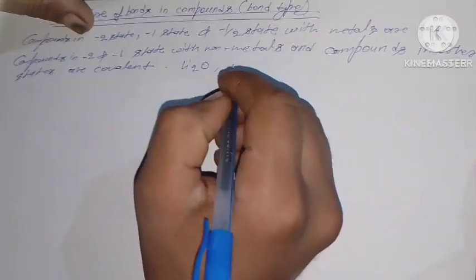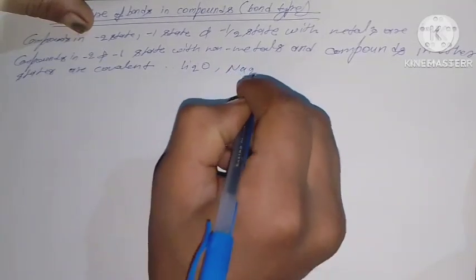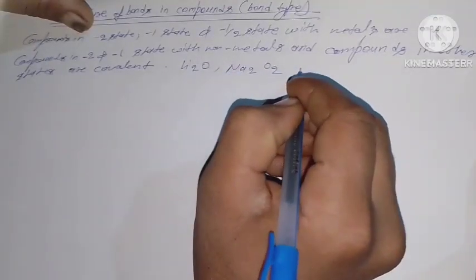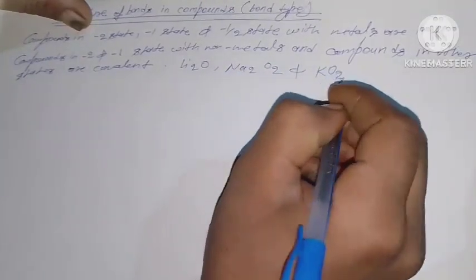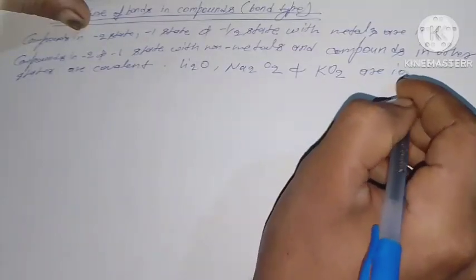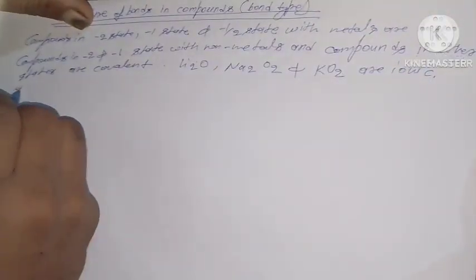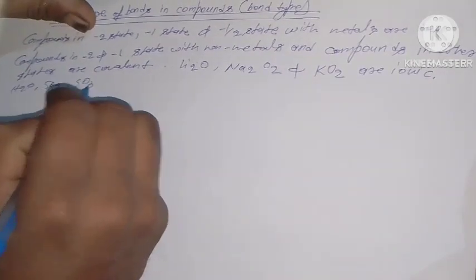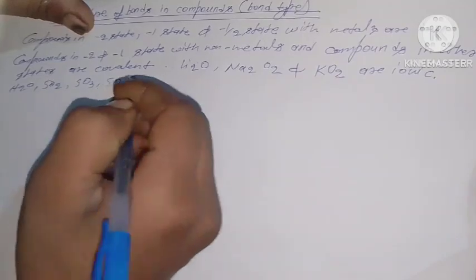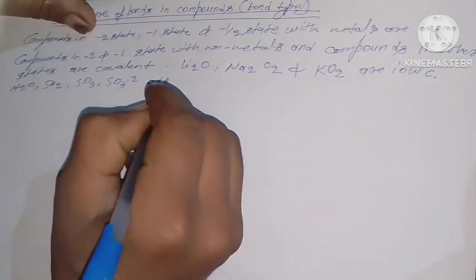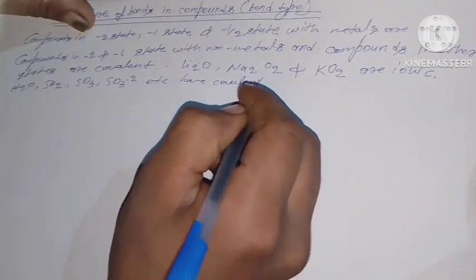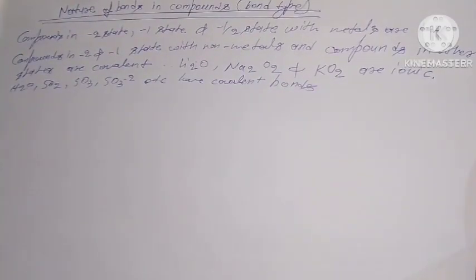Thus, Li2O, Na2O2, and KO2 are ionic. H2O, SO2, SO3, etc. have covalent bonds.